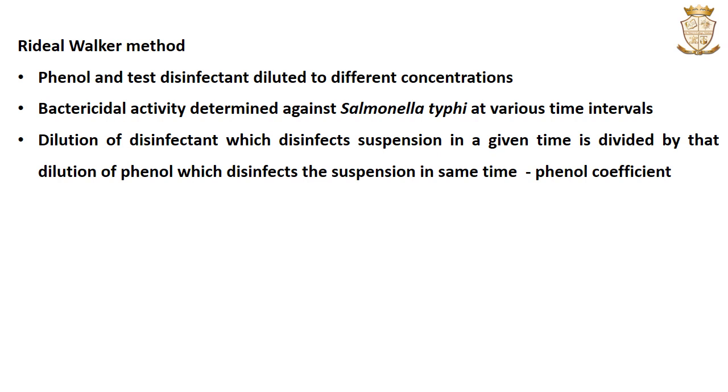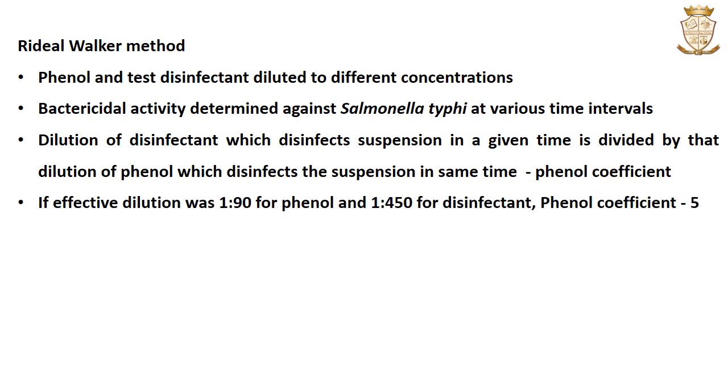So by dividing the dilution of the test disinfectant by the dilution of phenol, we can calculate the phenol coefficient. So if the effective dilution was 1:90 for phenol and 1:450 for the disinfectant, the phenol coefficient can be calculated as 450 divided by 90, which is equal to 5. So the phenol coefficient for this test disinfectant is 5.